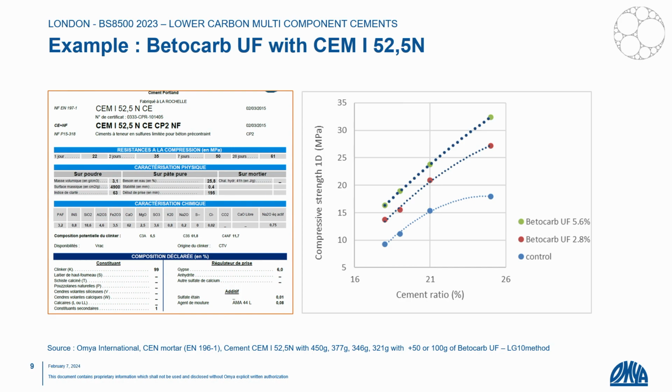Perfect. And the blend surface area is 490 square meter per kilogram. And you can see that the clinker content is 99%.